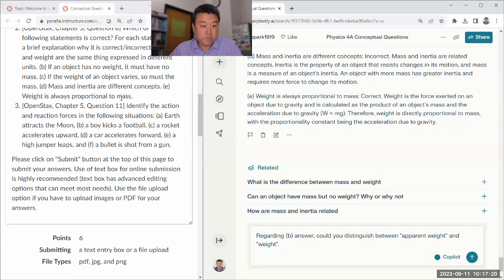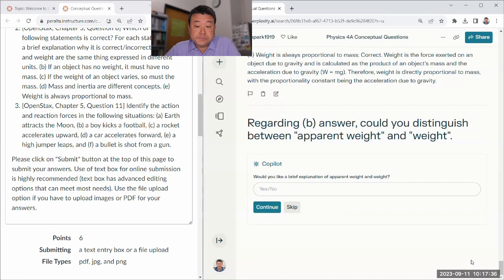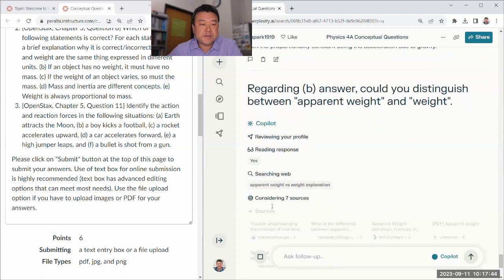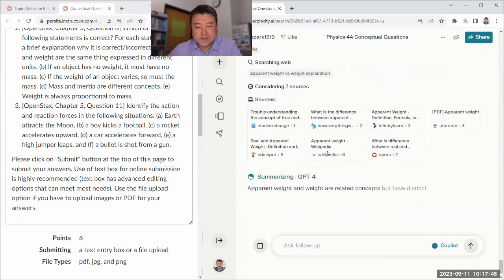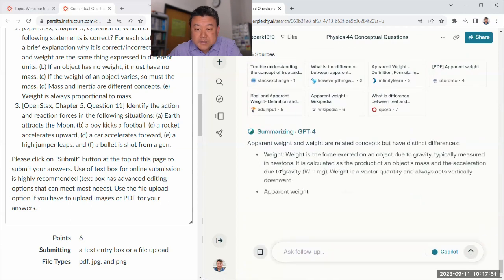Weight is always proportional to mass. Yes, correct. Even when weight is zero, mass times zero is proportional to mass. So, yeah. All right. Let's ask this follow-up question. Yes. Because if it explains those differences correctly, then the fact that it mixed up the answer a little bit, maybe it's not all that significant.